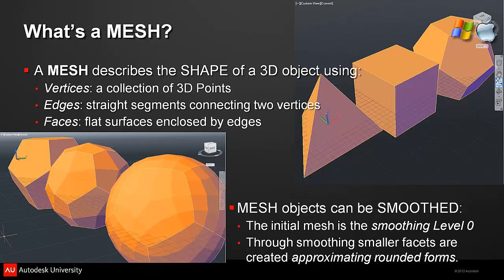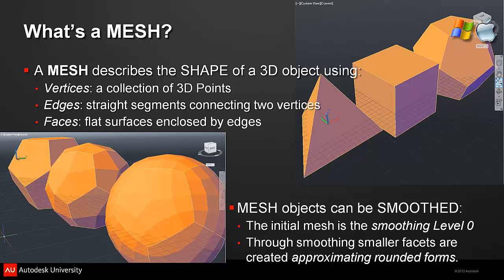What's a mesh? A mesh is a surface object. That is, unlike 3D solids, it has no volume or mass properties. It's made up of faces, which in turn are surrounded by edges, and these edges are specified by pairs of vertices. Meshes belong to the kind of objects known in computer graphics as subdivision surfaces. These objects can have different smoothing levels.